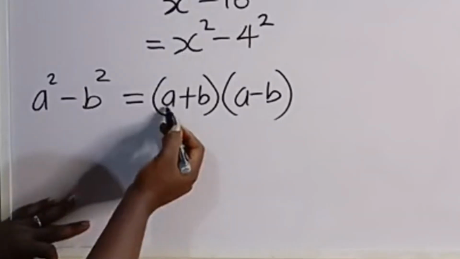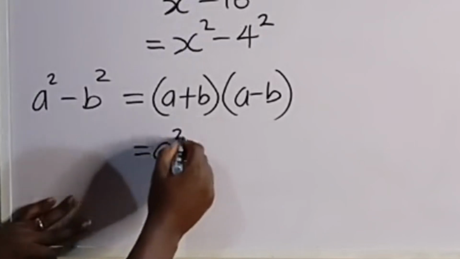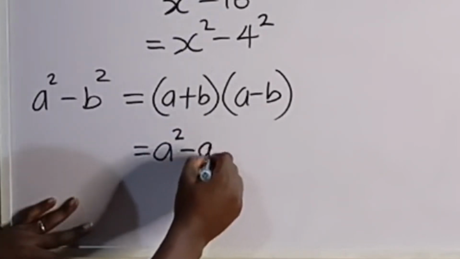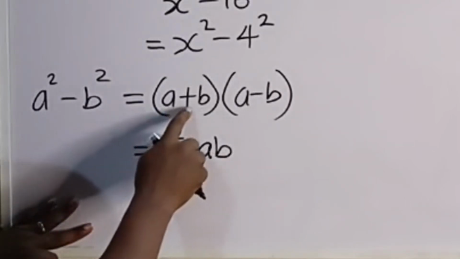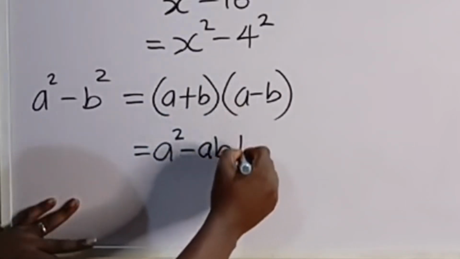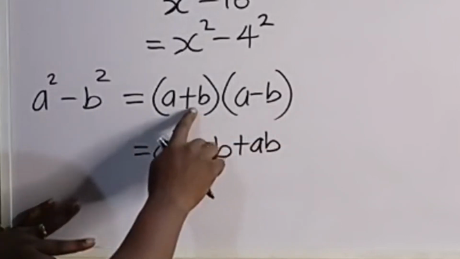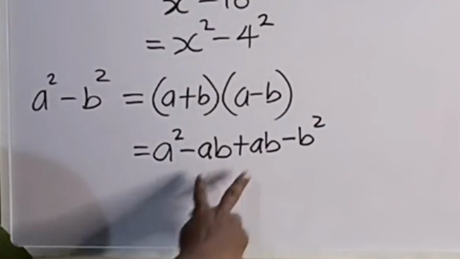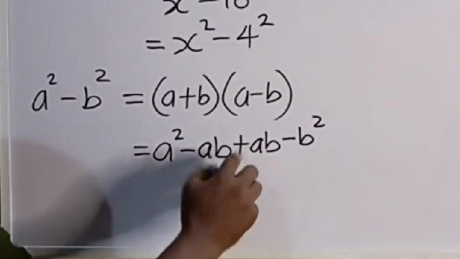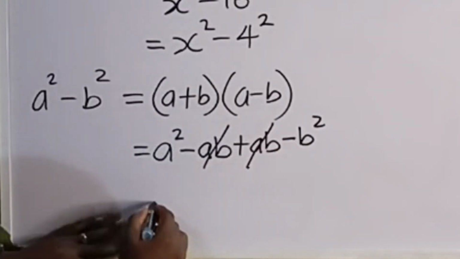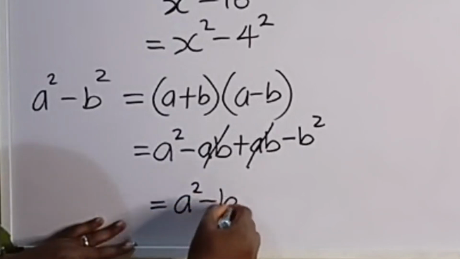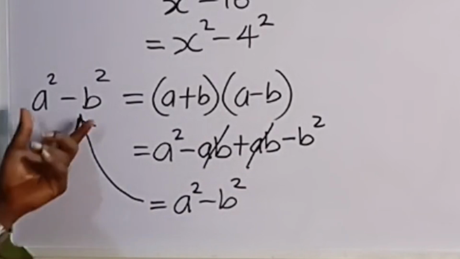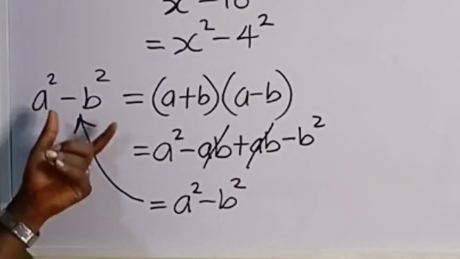Let's see. A multiplied by a gives us a squared. A multiplied by negative b gives us negative ab. We are done with a. Positive b multiplied by positive a gives us positive ab. Positive b multiplied by negative b gives us negative b squared. But if you look at this, minus ab plus ab will cancel each other out. So we are going to have a squared minus b squared, which is this.